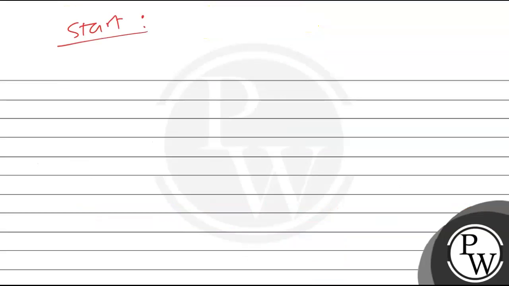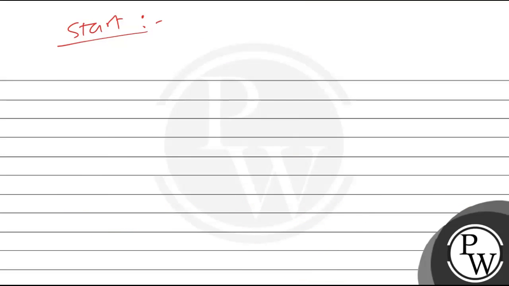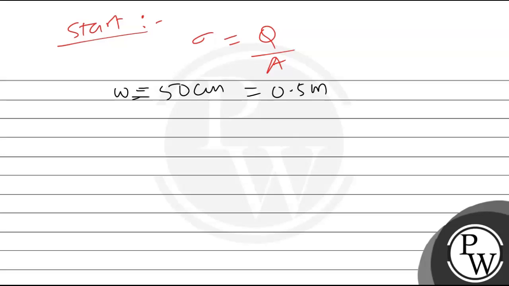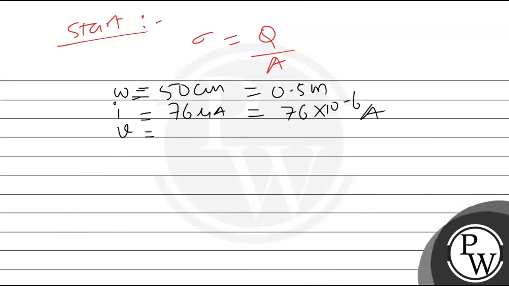Start the question. Here in the question number 1, we are given compute the surface charge density. So we need to find out what is the surface charge density, that is Q by A. Let us write the value given in the question. Here we are given the width of the belt equal to 50 centimeter, which can be written as 0.5 meter, and the current is equal to 76 microampere, which can be written as 76 into 10 raised to power minus 6 ampere. The velocity of the belt is given as 30 meter per second.